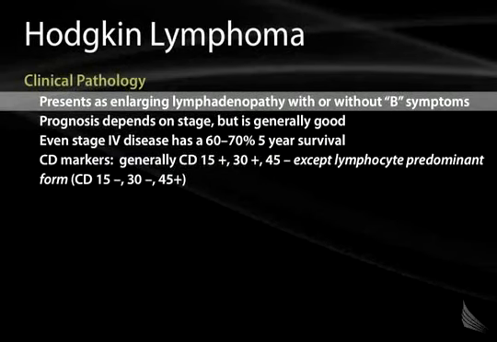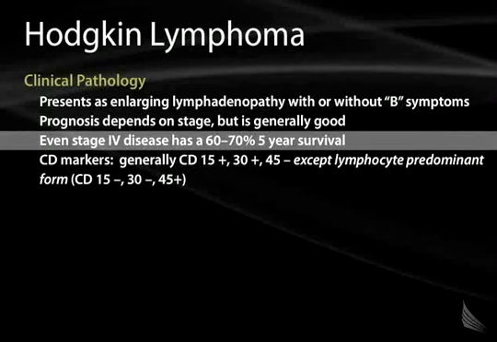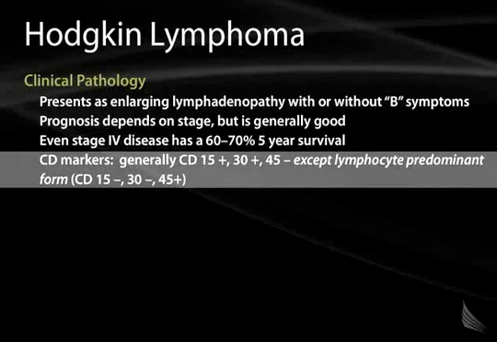Hodgkin's lymphoma can often present as enlarging lymphadenopathy with or without B symptoms. And the prognosis is dependent on the stage, but is generally quite good, with stage 4 disease having 5-year survivals in the 70% range. The CD markers: they often have CD15 positive, CD30 positive, and CD45 negative. And that's in every form except for the lymphocyte predominant form, which is the exact opposite. CD45 positive, CD15 and 30 negative.